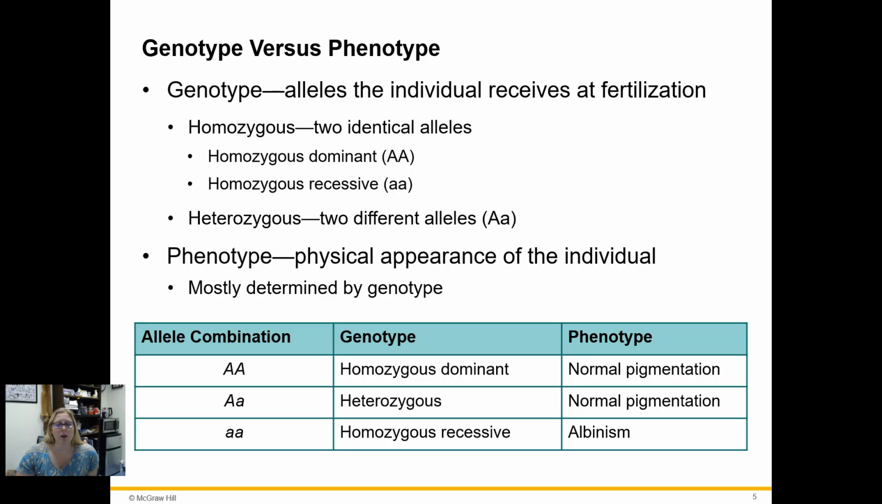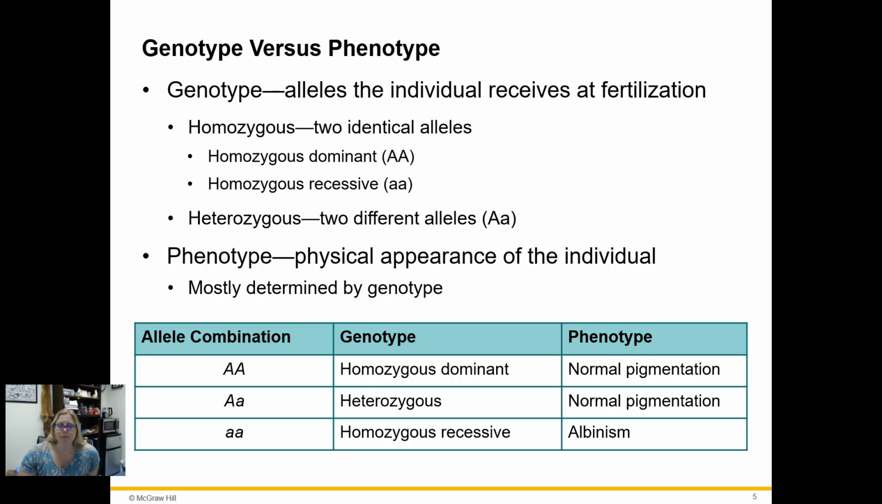You could be considered homozygous dominant, meaning that you have a dominant gene for both alleles. You could be homozygous recessive, meaning you have 2 copies of the recessive allele. Or you can be heterozygous, where you inherit 2 different alleles, okay?